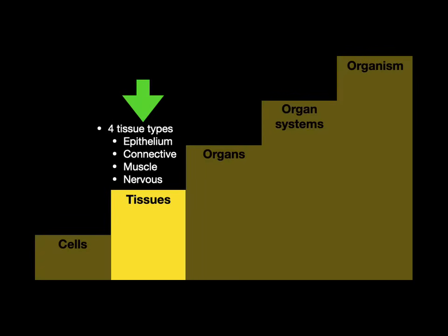Now, that is histology, the study of tissues, the study of epithelium, connective, muscle, and nervous. That's what we're going to focus on. And it's a miraculous thing because these are the materials that everything in the body is made from, just those four tissues.